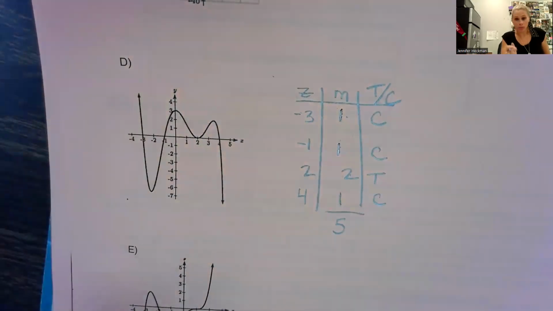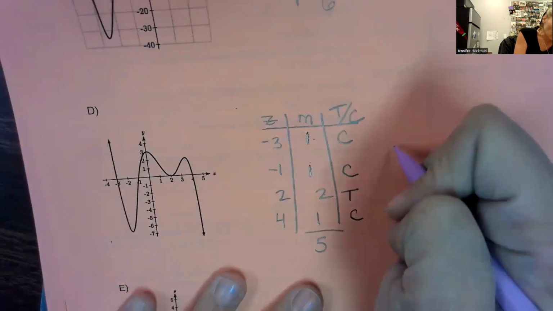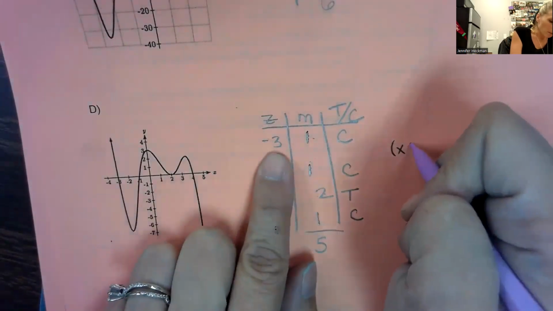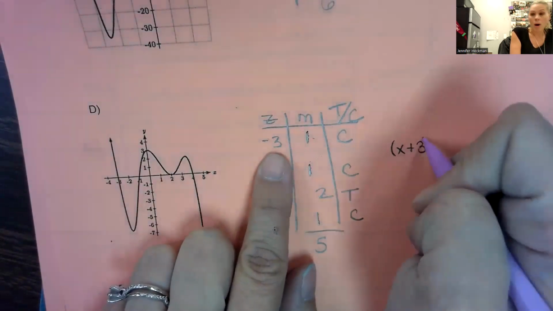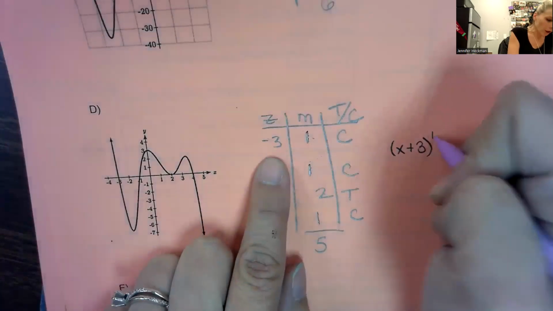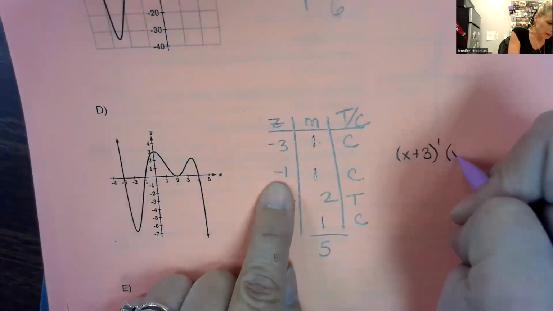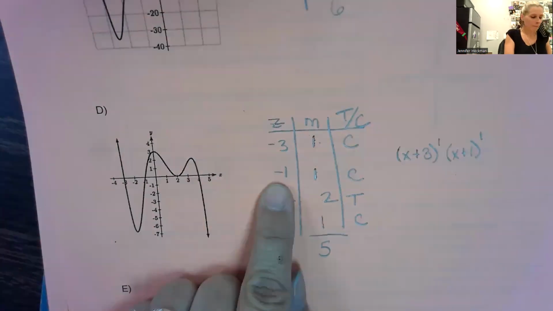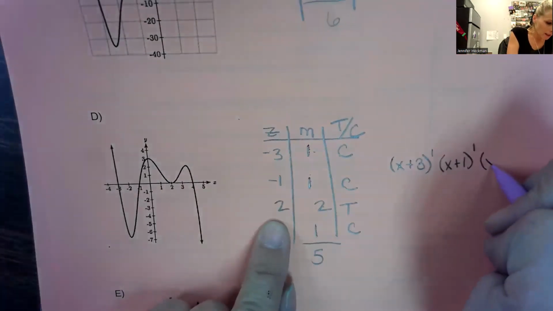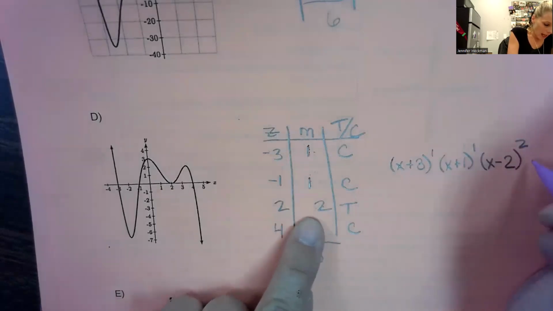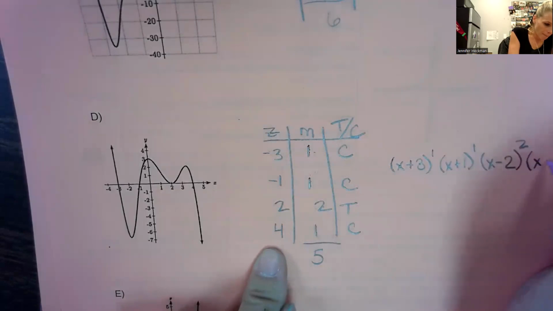We're good to go. Let's put this in our binomials. So we get x, remember it's going to be opposite, so plus 3, because what makes that 0? -3. That's going to be to the first. Then we have x plus 1, that's going to be to the first. We have x minus 2, and that's going to be squared. And then we have x minus 4 to the first.